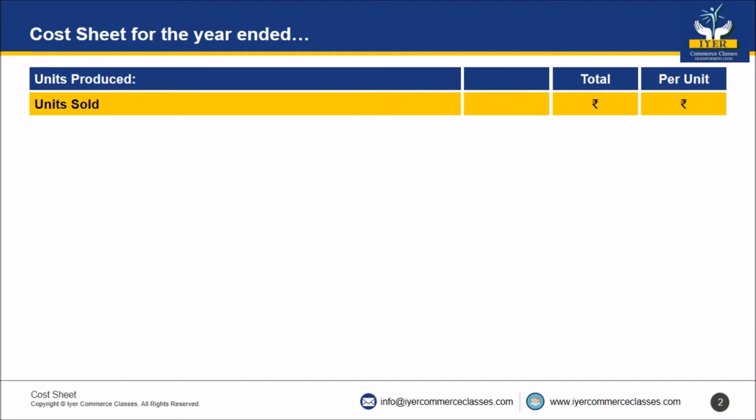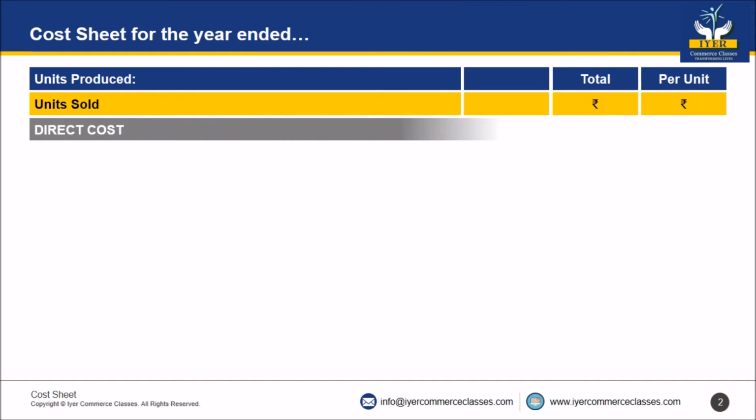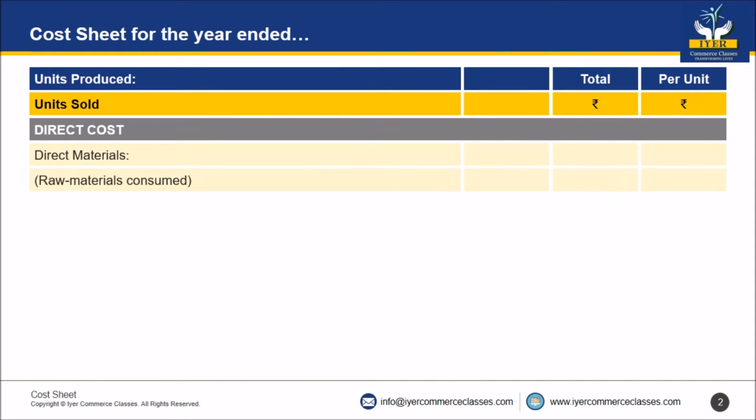Friends, now let us start with the chapter called cost sheet. You will start with units produced, units sold, and with two columns on the right side, total and per unit. First one will be direct cost. There you start with direct materials, nothing but raw materials consumed.